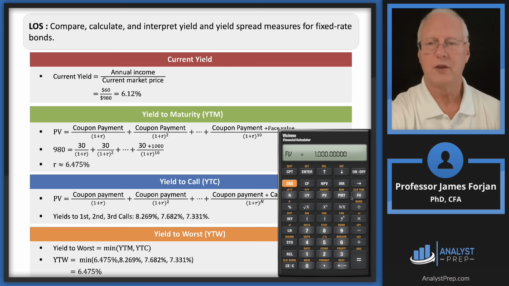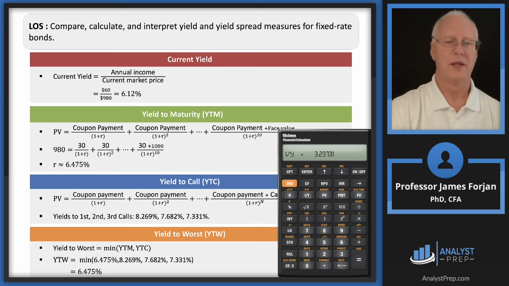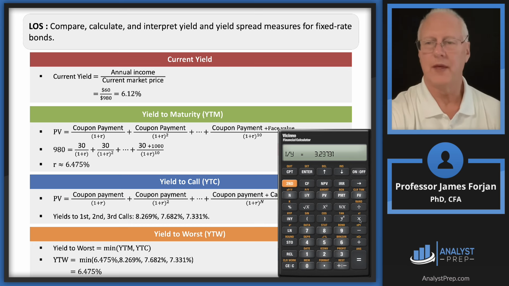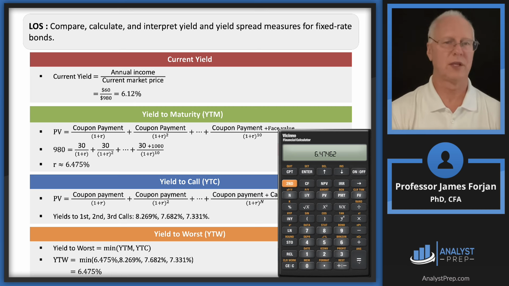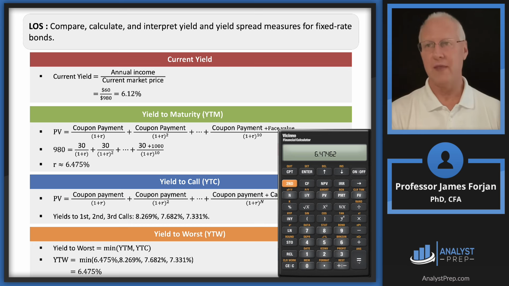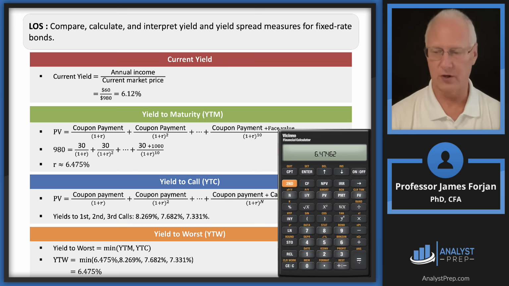1,000 is future value. It's a 5-year bond, so we'll make N of 10. So let's hit compute I, and there you get the 329, but that's semi-annual. So we've got to multiply that by 2, and there we get 6.475%. That's the yield to maturity on the bond. That will be the yield on the bond if the bondholder holds the bond to maturity, receives all the coupon payments, and then reinvests them at the yield to maturity.